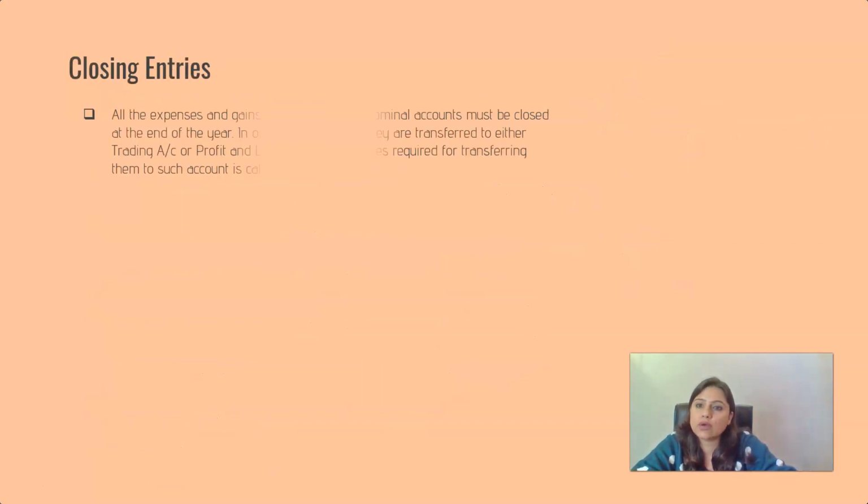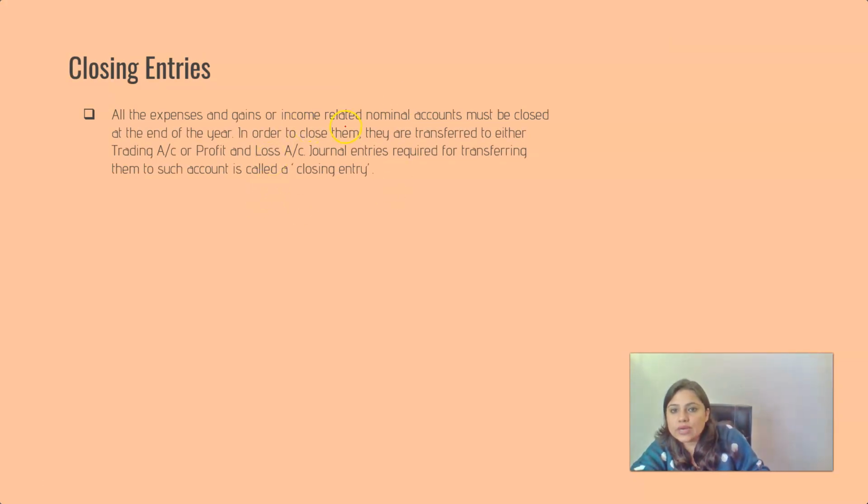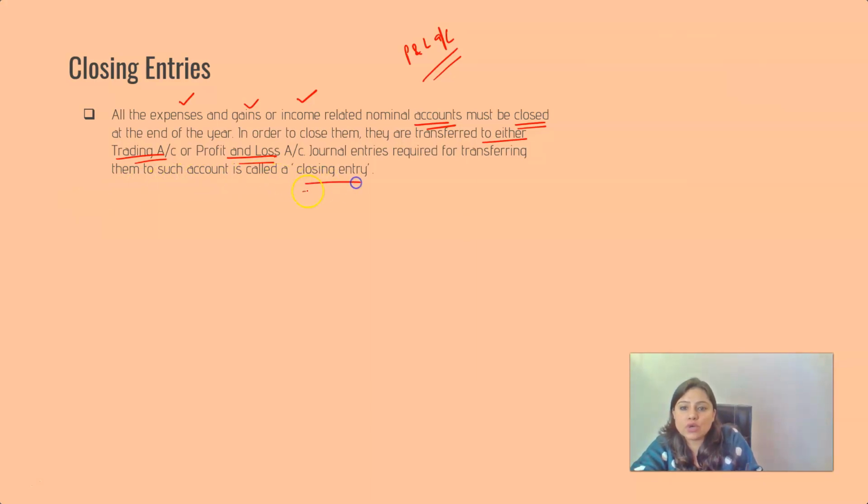And also, now coming to the closing entries, all the expenses and gains or income related nominal accounts must be closed. So when we talk about nominal accounts, we talk about the expenses or the incomes, gains or losses that are depicted in the P&L account of the business. And how do we close them? In order to close them, they are transferred to either the trading account or the profit and loss account, and the journal entries required for transferring them to such accounts are called closing entries.